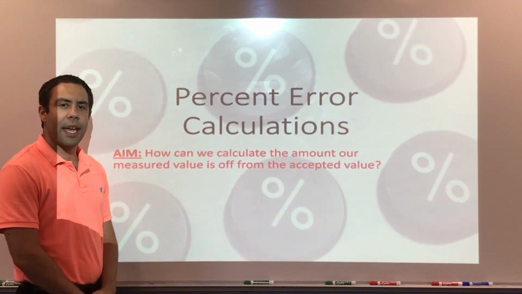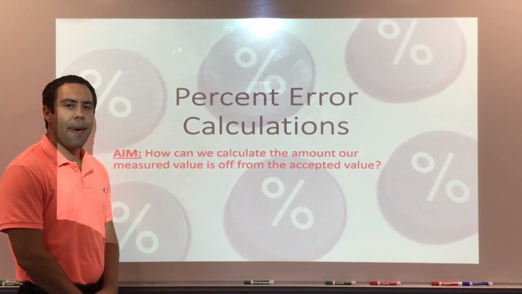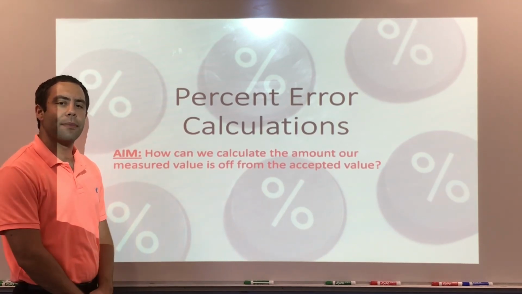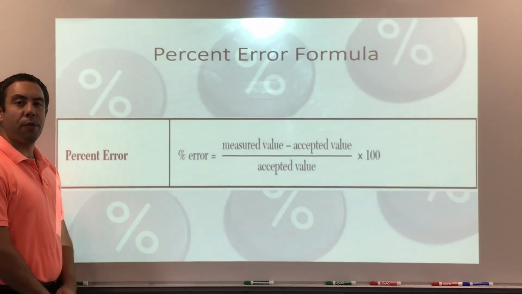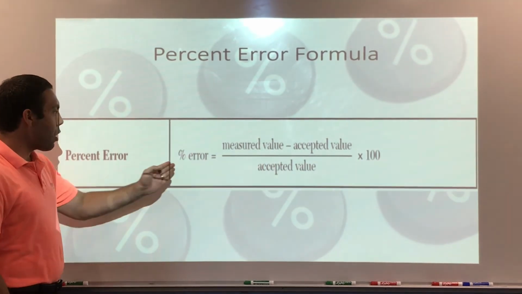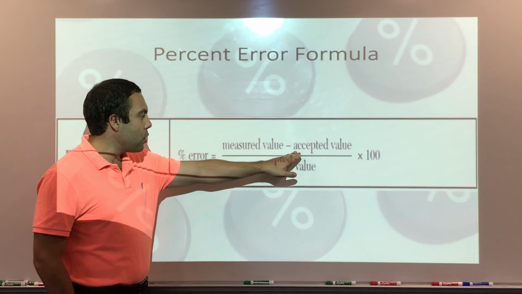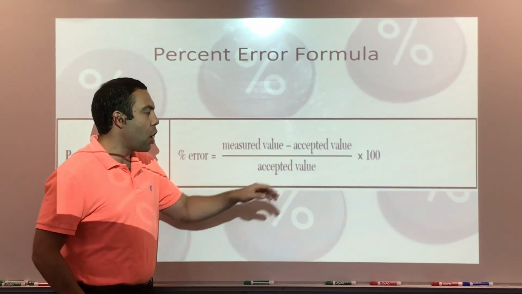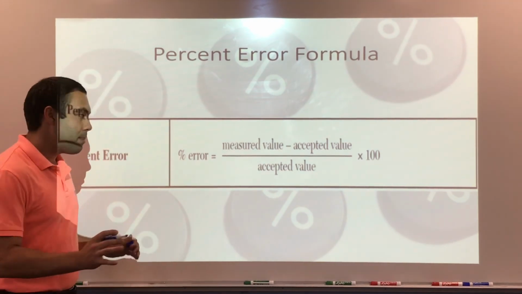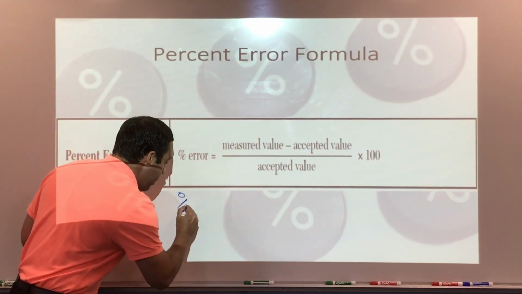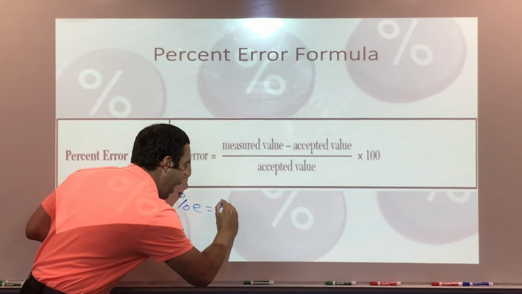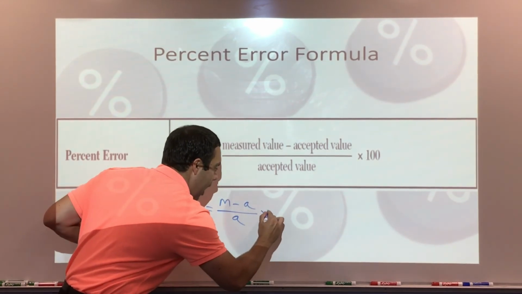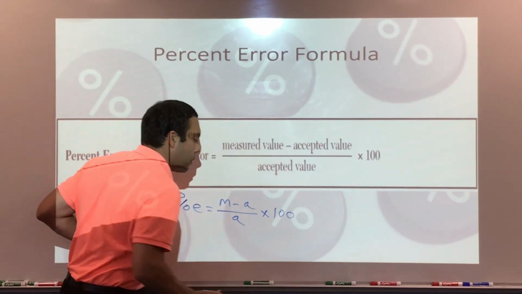Our aim for today is, how can we calculate the amount our measured value is off from the accepted value? The formula for percent error is percent error equals the measured value minus the accepted value over the accepted value times 100. Or to write it easier, percent E equals M minus A over A times 100.